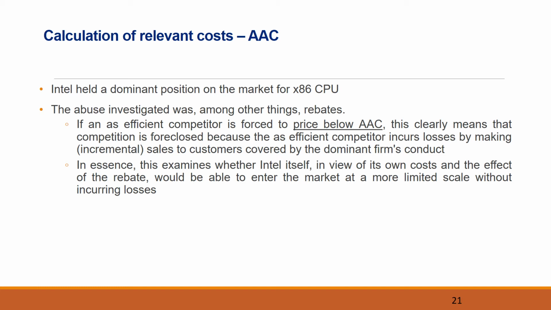In the Intel case of 2009, it was found that Intel had abused its dominant position in x86 CPUs, where the abuse investigated was, among other things, rebates. In this particular case, the AEC benchmark was applied, and if an efficient competitor is forced to price below AAC, it means that the competitor is foreclosed because the efficient competitor incurs losses by making incremental sales to consumers. Thus, in essence, the analysis examines whether Intel itself, in view of its own costs and the effect of the rebates, would be able to enter the market at a more limited scale without incurring losses.